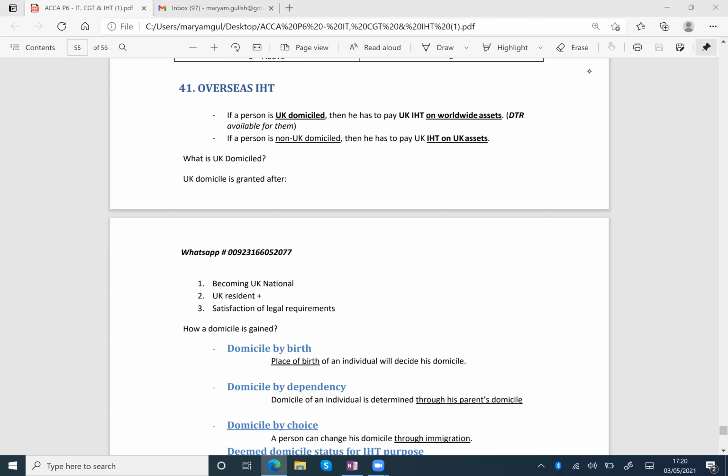Now, what is UK domiciled? Domicile definition. I am sending you a page on WhatsApp. The domicile definition is given on the page.